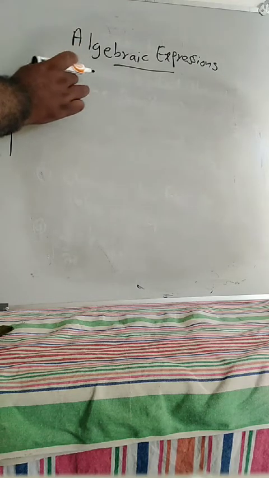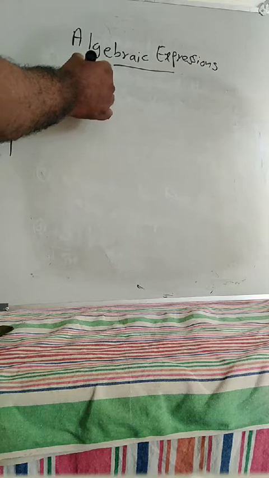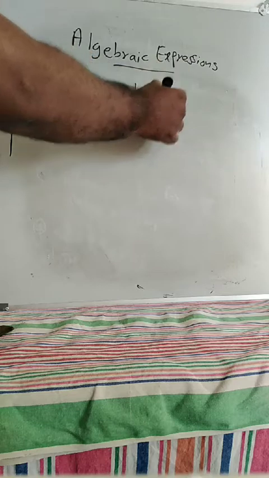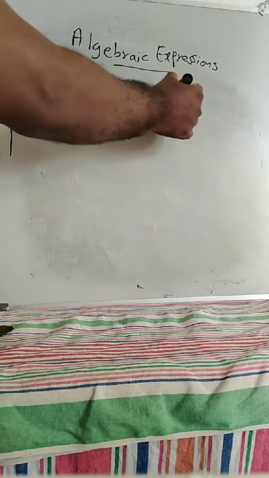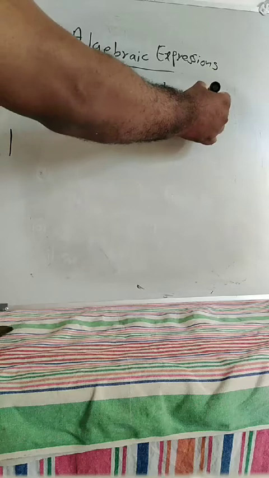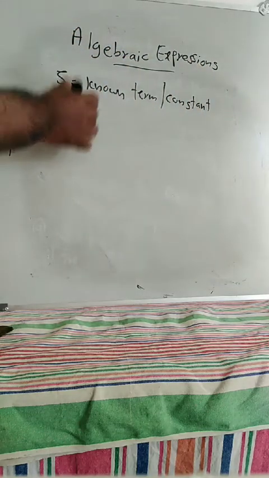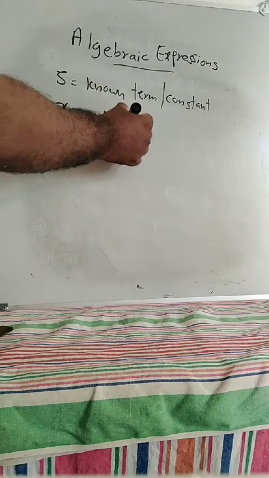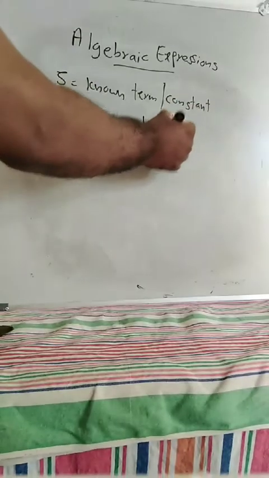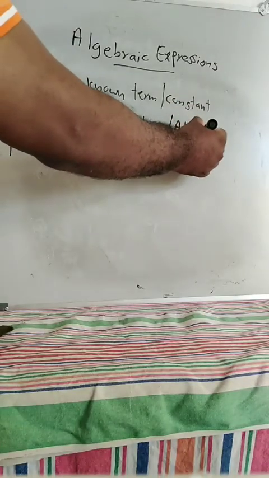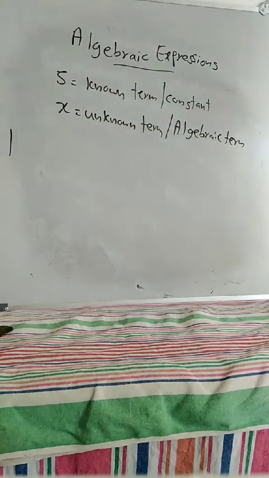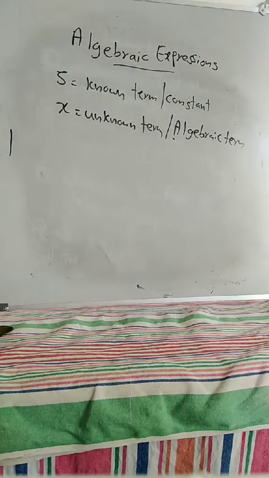Earlier, as I told you, 5 is a known term. Here I have 5 rupees, a known term, and this one is a constant. But I have x rupees. This is an unknown term, and this is also an algebraic term. Known term and algebraic term. The new word is algebraic term. I have x rupees. You can't decide what x means.